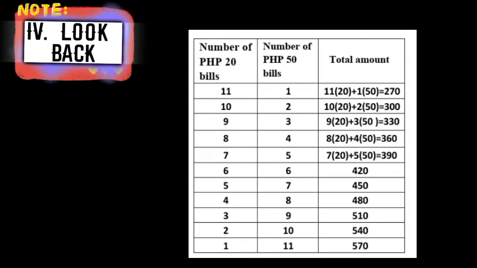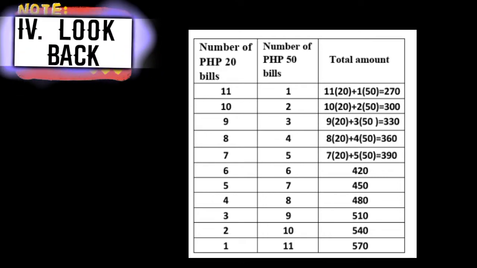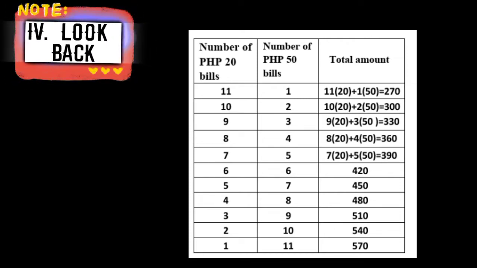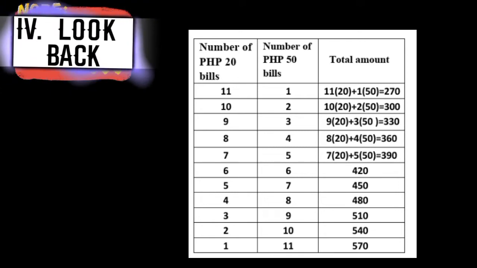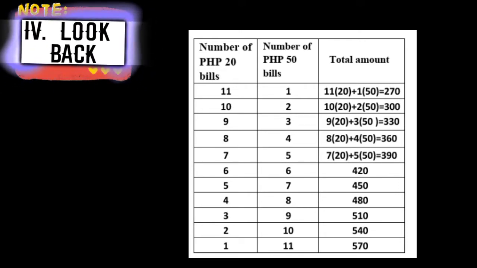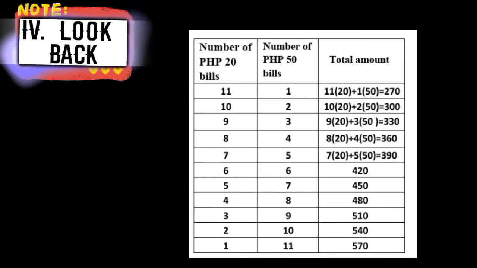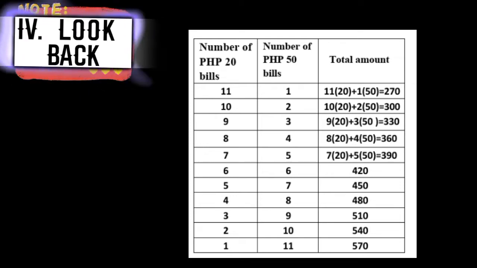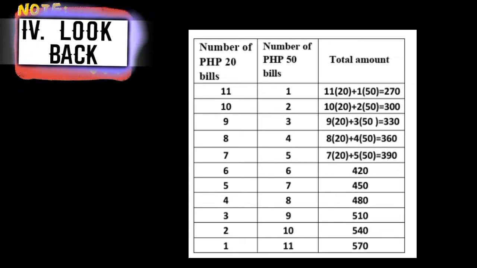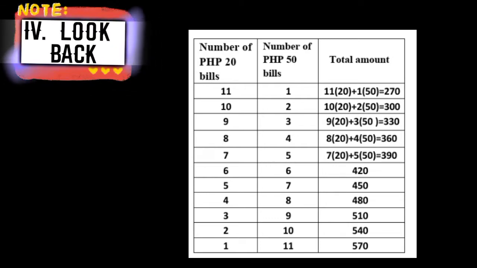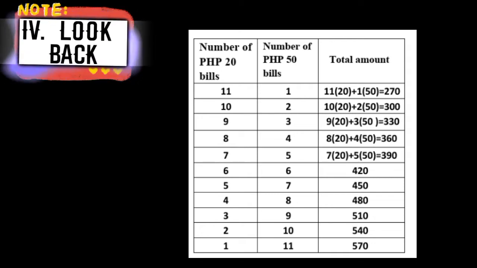So we will proceed. 6 of 20 pesos bills and 6 of 50 pesos bills. 6 times 20 plus 6 times 50 equals 420. In the 7th row, we have 5 of 20 pesos bills and 7 of 50 pesos bills. 5 times 20 plus 7 times 50 equals 450. At the 8th row, we have 4 of 20 pesos bills and 8 of 50 pesos bills. So 4 times 20 plus 8 times 50 equals 480. The 9th row, we have 3 of 20 pesos bills and 9 of 50 pesos bills. So 3 times 20 plus 9 times 50 equals 510.